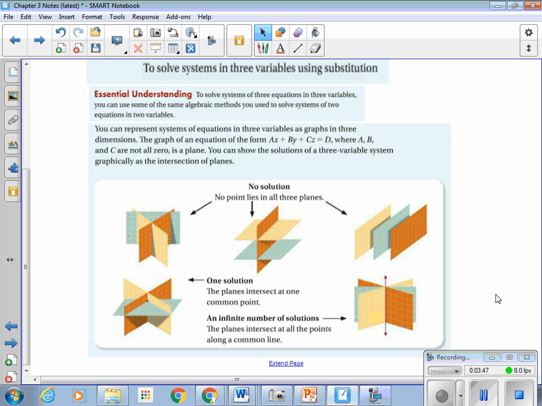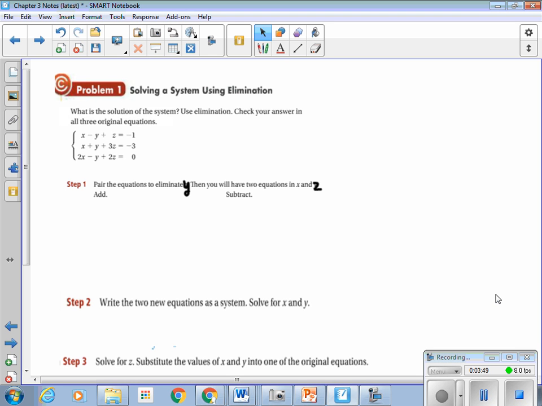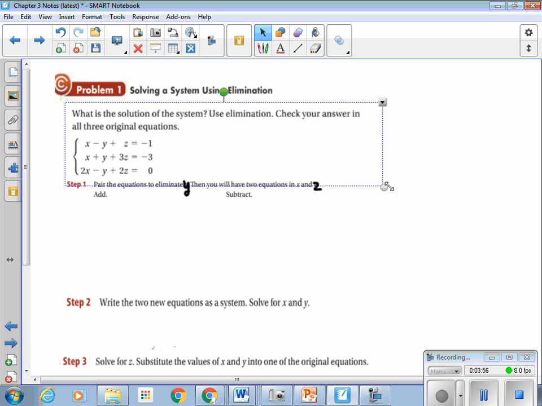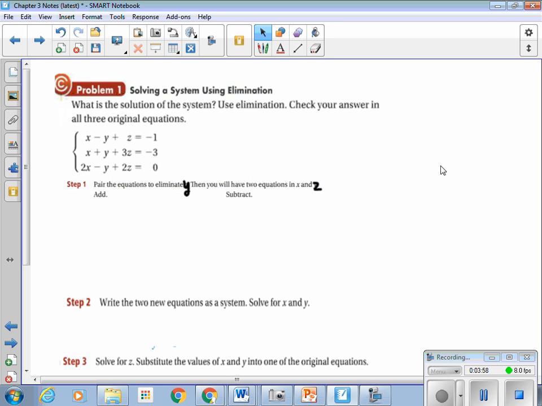Okay, so now this is the writing part. We are going to solve a system of 3 dimensions using elimination. And the same rules for elimination apply as we had before. So we're going to solve x minus y plus z equals -1. X plus y plus 3z equals -3. And 2x minus y plus 2z equals 0. Give you guys a second to write that down.